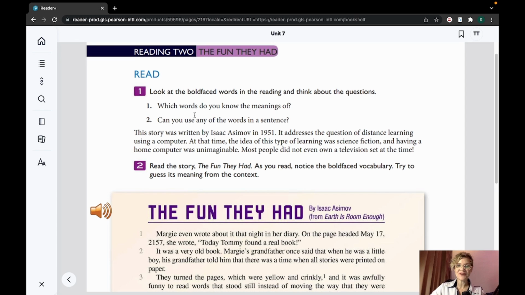Okay, look at the bold-faced words in the reading and think about the questions. 1. Which words do you know the meaning of? And 2, can you use any of the words in a sentence? This story was written by Isaac Asimov in 1951. It addresses the question of distance learning using a computer. At that time, the idea of this type of learning was science fiction, and having a home computer was unimaginable. Most people did not even own a television set at the time. Can you imagine? Mind-blowing.